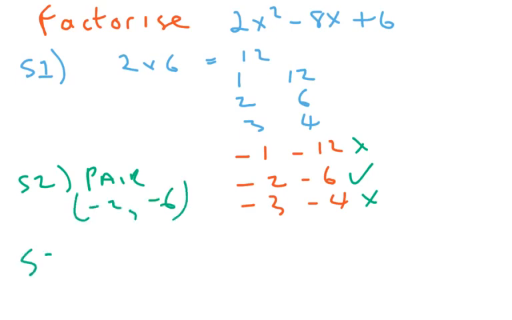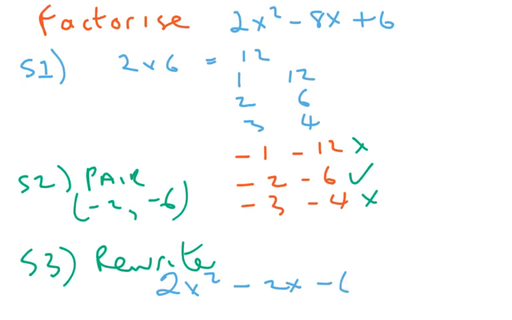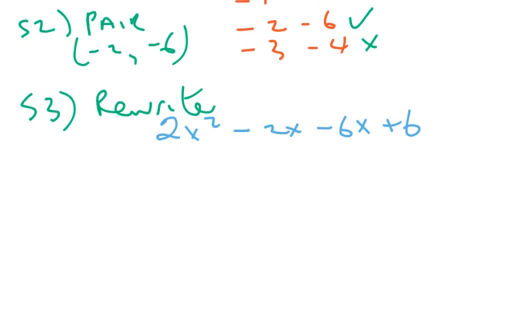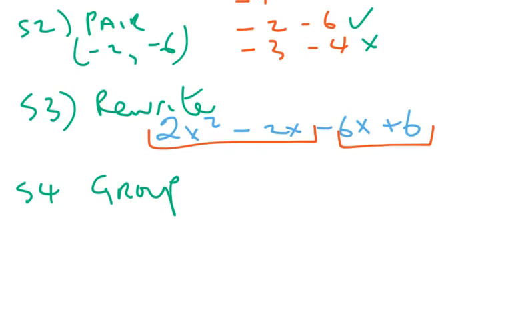Now we rewrite in the same way. So we rewrite as, I'll do the blue, 2x squared minus 2x minus 6x plus 6. That's 2x squared minus 2x minus 6x, that's the same as that, plus 6. Now step 4, group. So what's your highest common factor? You've got x as your highest common factor here, 2x there, and 6 is your highest common factor here. So now let's group them.